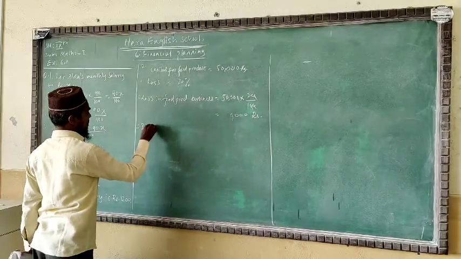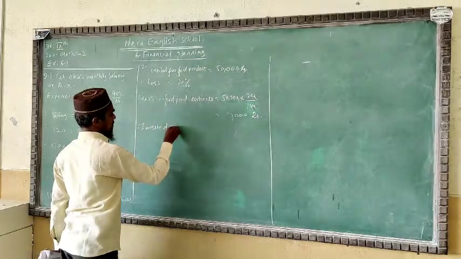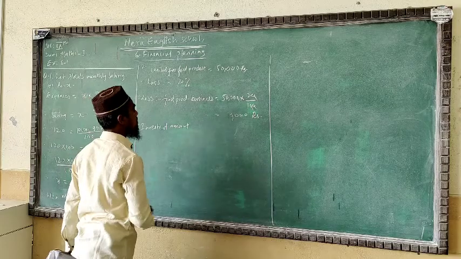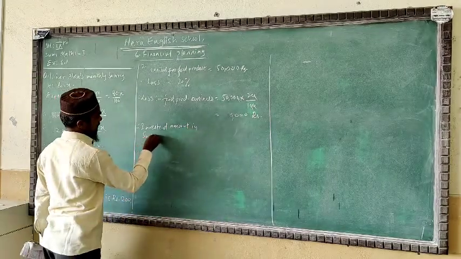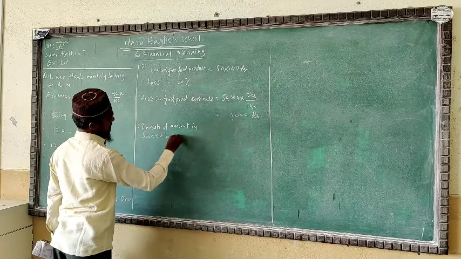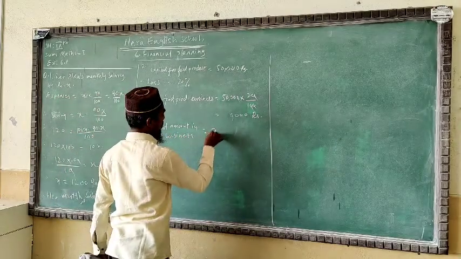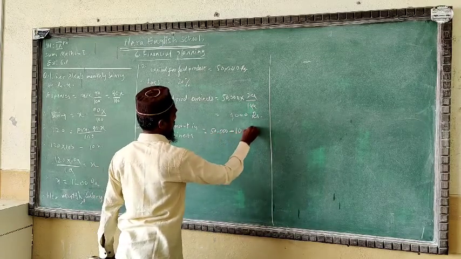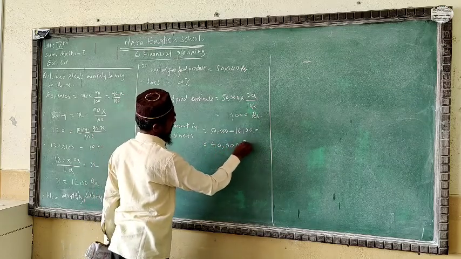And now the invested amount in the other business. We'll bring that one. Invested amount in sweet business is equal to the total amount he had in the business, 50,000, minus the loss amount, 10,000. He invested 40,000 rupees in the other business.